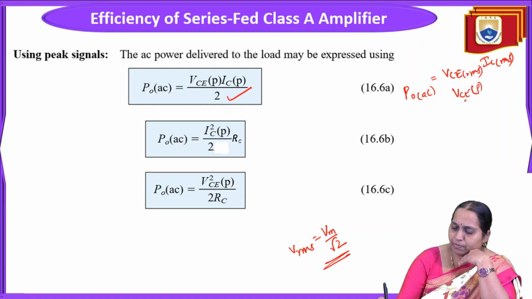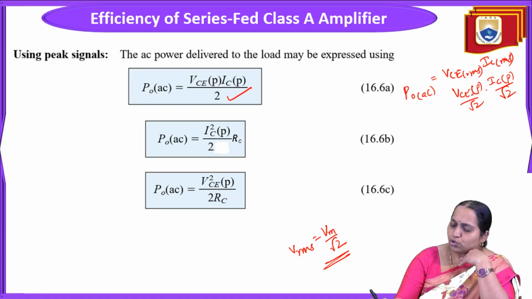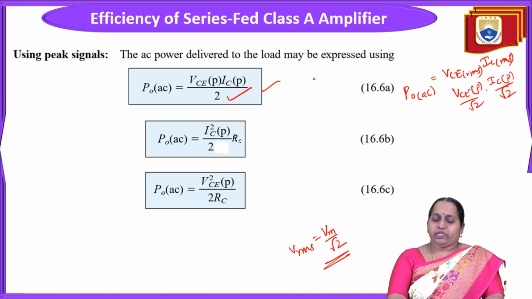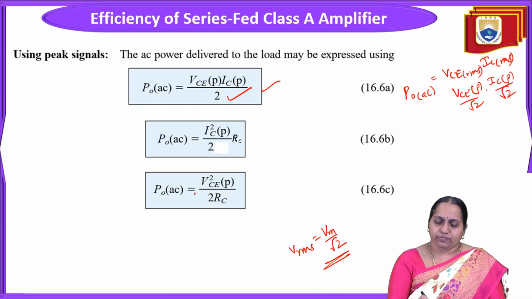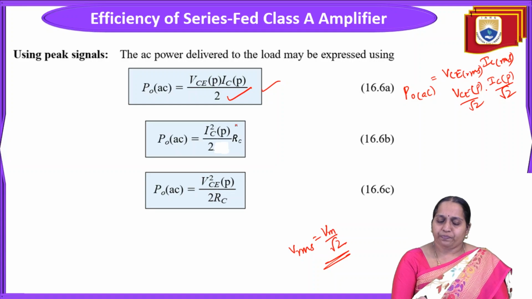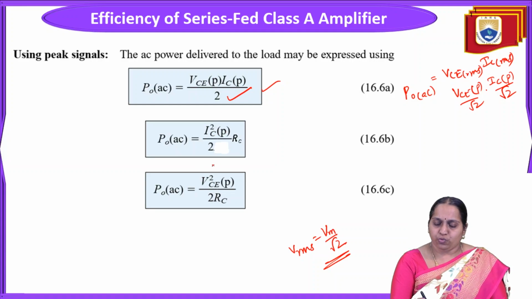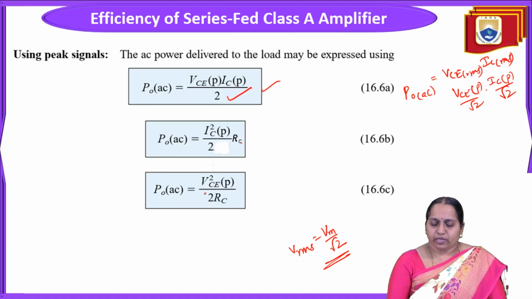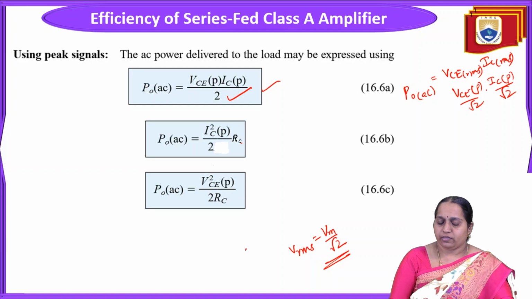VCE peak by root 2 into what is IC RMS? It is IC peak by root 2. So on multiplying these two, you will get VCE peak into IC peak by root 2 into root 2, which is 2. Okay. Similarly, by rearranging the terms, you will get P naught AC equal to IC square RC by 2, or VCE square by 2RC. Isn't it?